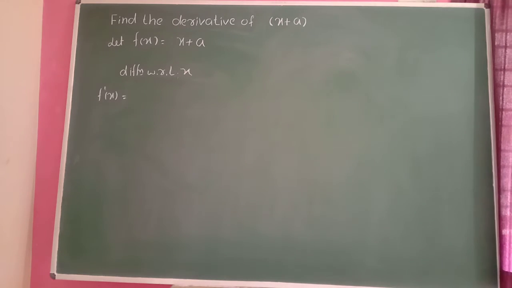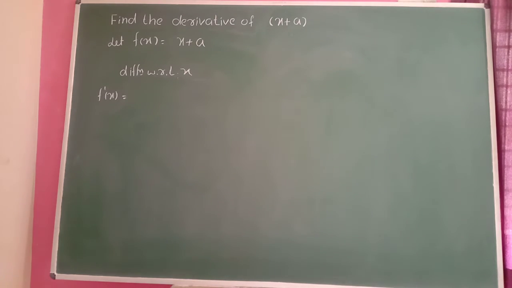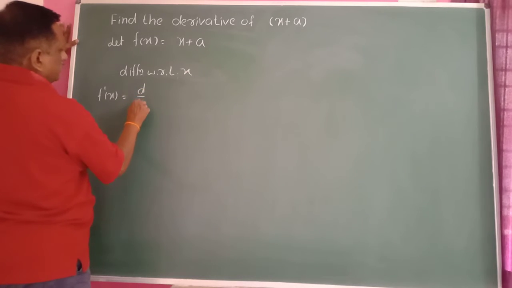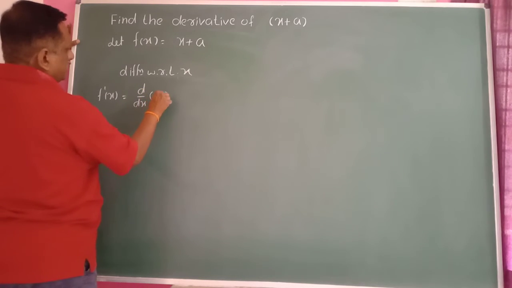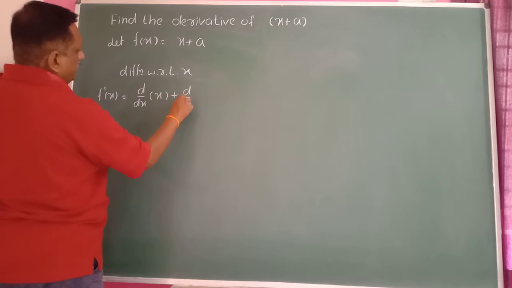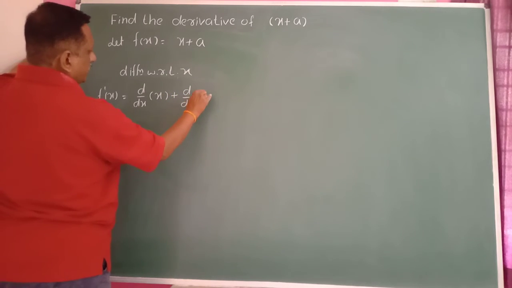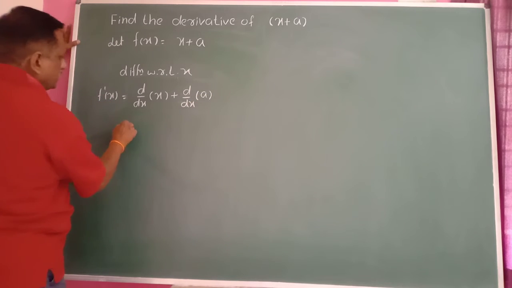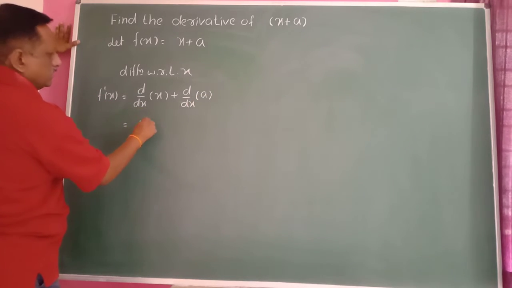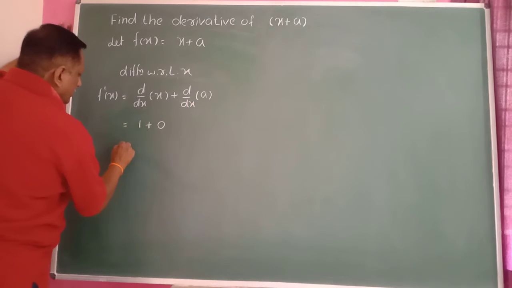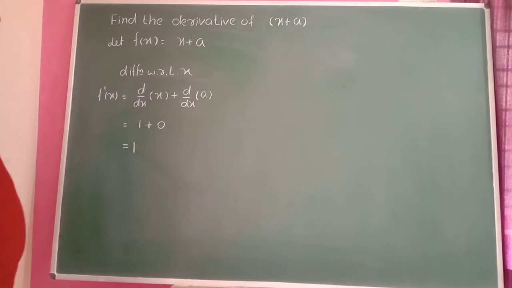Find the derivative of x plus a here. Therefore, differentiation of x plus differentiation of a here. And you know x differentiation is 1 plus. Here a is a constant here. Differentiation of constant is 0. Therefore, the answer is 1 here.